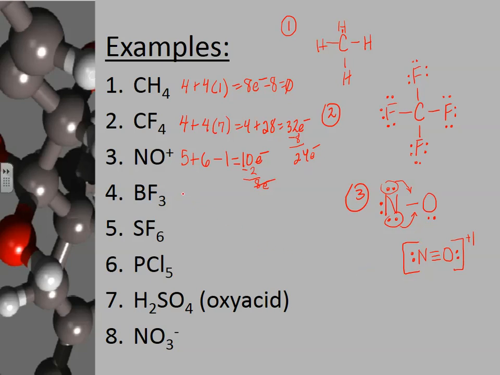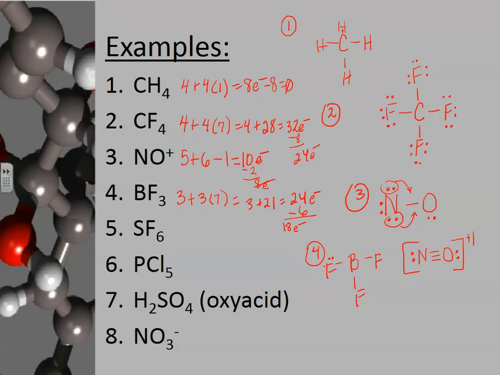All right. Number 4, boron is in group 3A. He has 3 valence electrons. Fluorine has 7 each. That gives you 3 plus 21, which is 24 electrons total that will be used in bonding here. So for number 4, the boron is surrounded by 3 fluorines. That's 2, 4, 6. That's going to leave us 18 electrons to place.